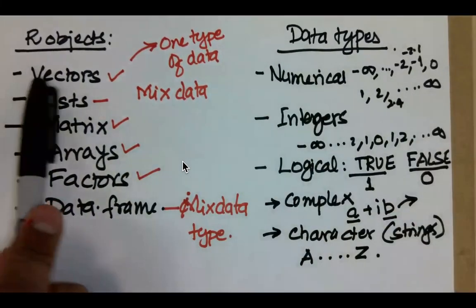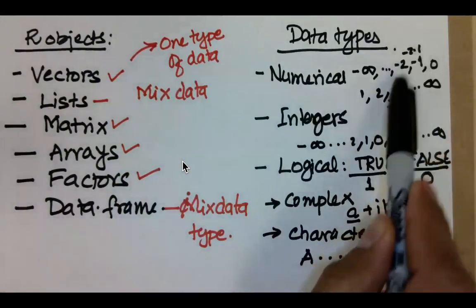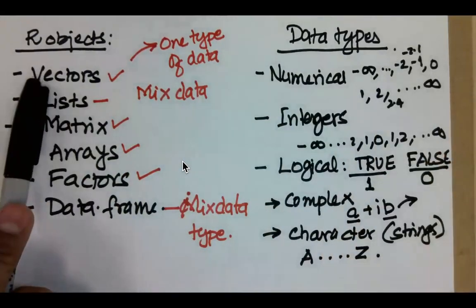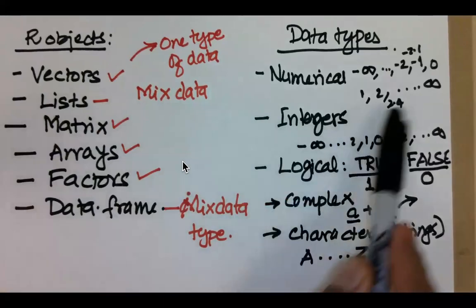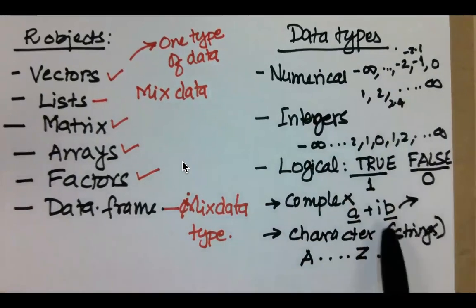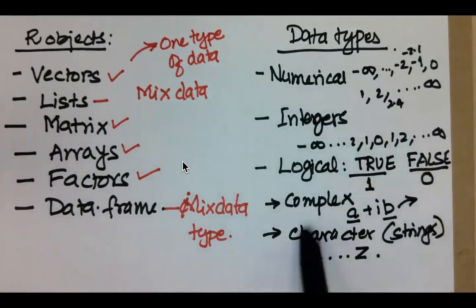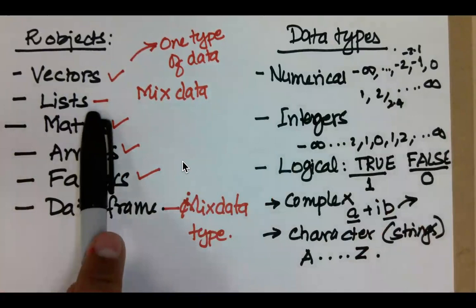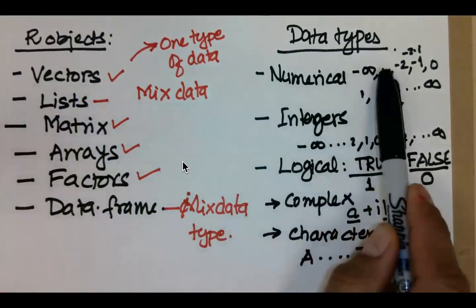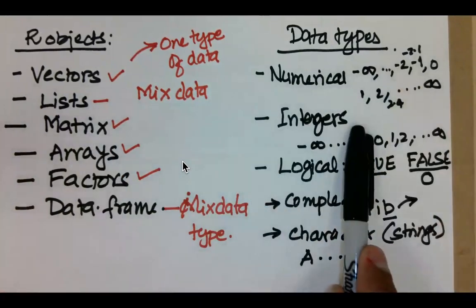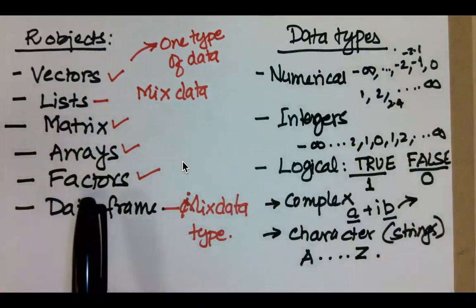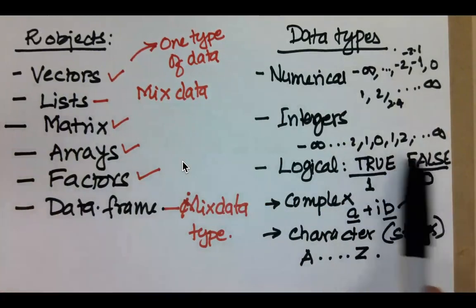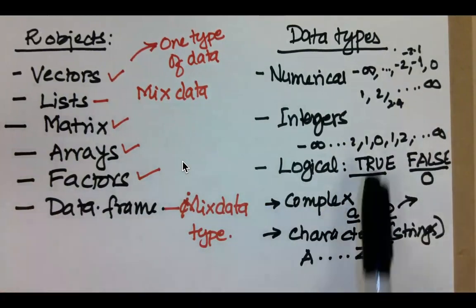When I say a vector has only one type of data, only one type of this data would be stored in the vector. Lists could have mixed: you can have integers, logicals, and character strings, all available in the list. Matrices and arrays would hold either numerical data or possibly integer data. Factors are true and false only, again this kind of data. Data frames are the mixed type.